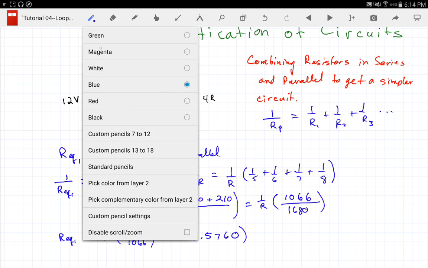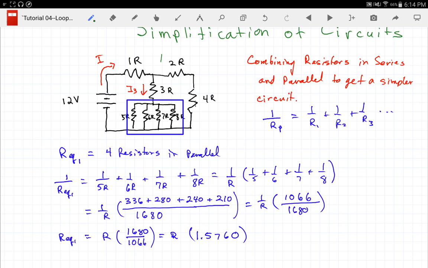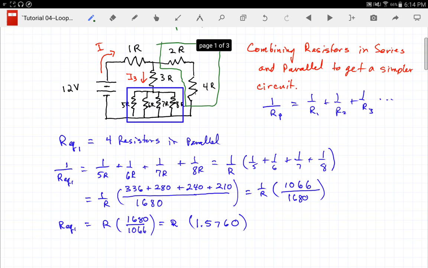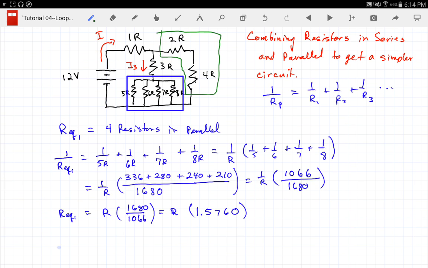Now I'm going to change to green, and I'm also going to combine those resistors into R equivalent 2. So R equivalent 2 is the series combination of 2R and 4R. Well, R series equivalent is equal to R1 plus R2 plus R3 plus dot dot dot. So in this case, I just have 2. That's going to be 2R plus 4R equals 6R. While I love to do series so much more than I love to do parallel.